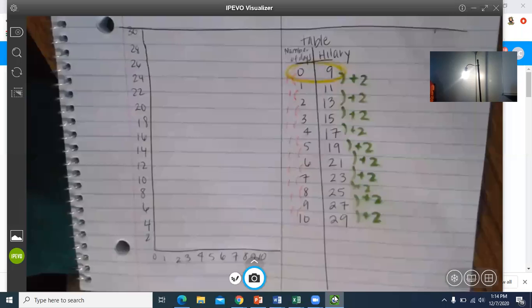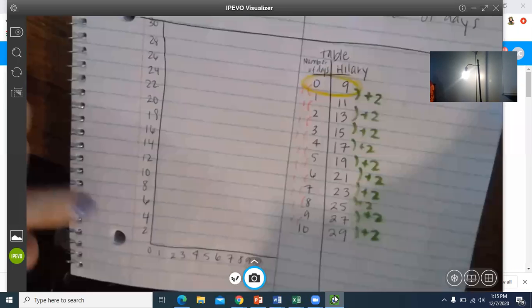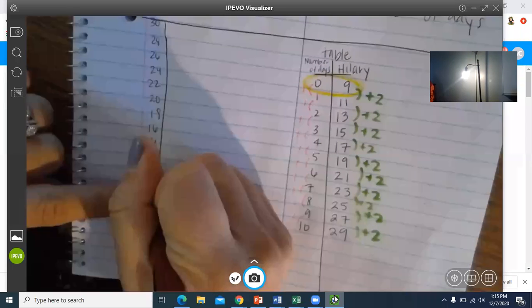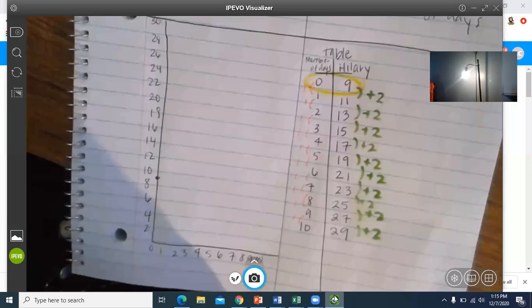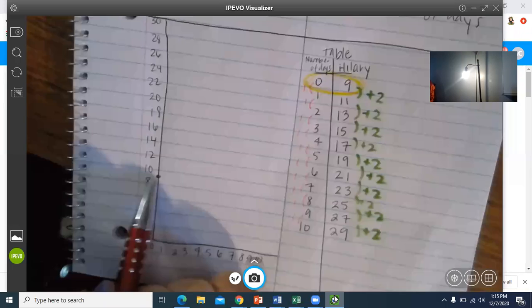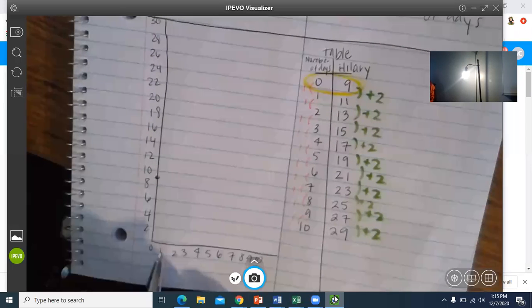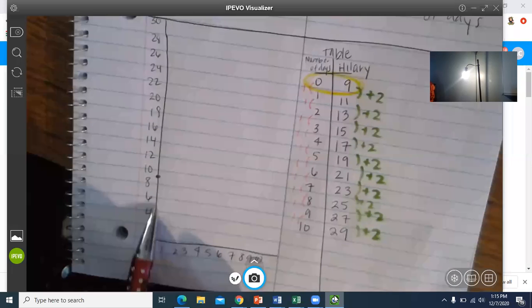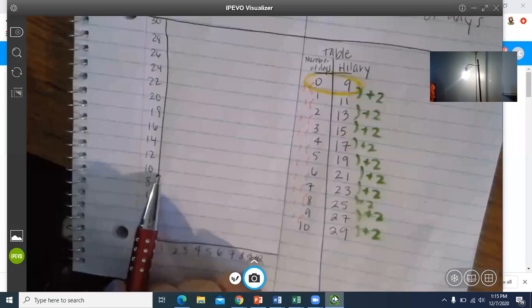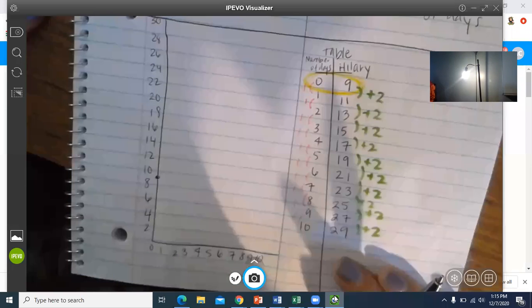Okay, so let's plot these points. At 0, it's going to be at 9. So here's 0, there's 9. Between 8 and 10. Find it on yours. Put the point on 9. Oh, no, no, no. It's got to be on 0. Look, 0 is this line. Go to 9. Put the point at 9. There you go.